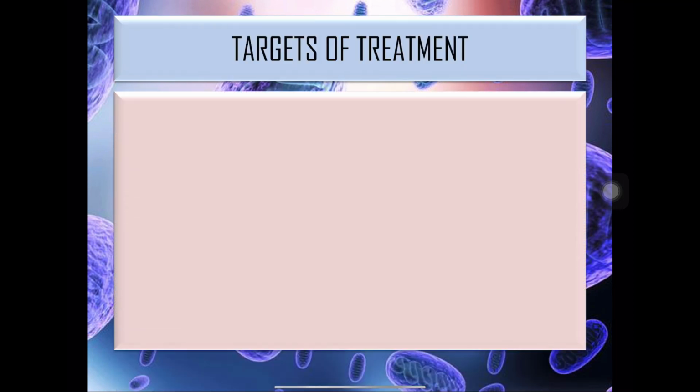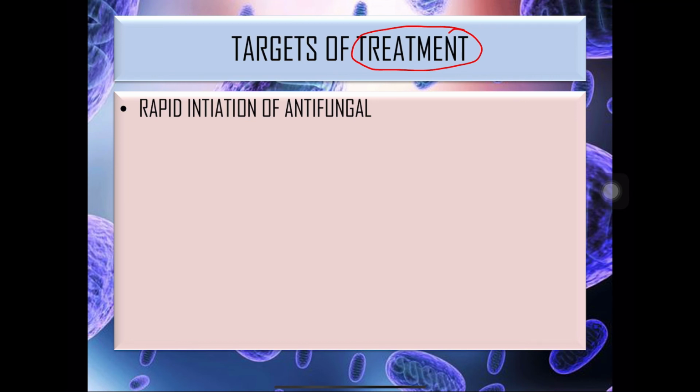Okay, so the targets of treatment with this basics, actually the treatment always depends on pathogenesis. When we have a proper understanding of pathogenesis, then the treatment becomes easy. Treatment is not something I'm going to deal with in this class. Probably I'll take another class to discuss about treatment. But treatment is about rapid initiation of antifungals. This is very important. The antifungals need to be started as soon as possible, as soon as we have a suspicion.